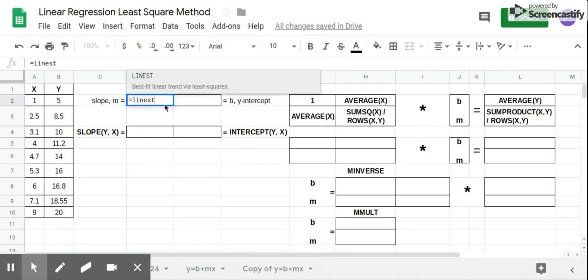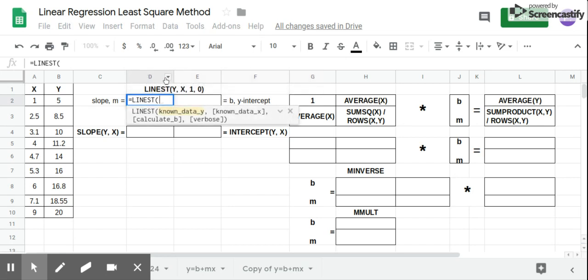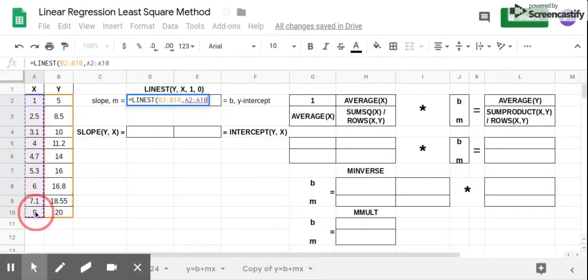LINEST of this range, known data y, known data x.